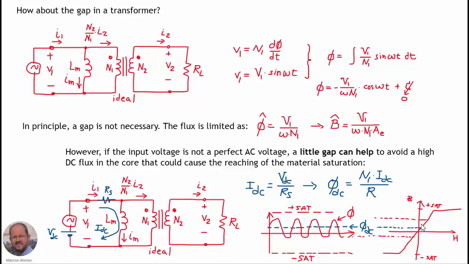So in these cases, it's good to have a little gap because we can increase the value of the reluctance. We know that the higher the gap, the higher the value of the reluctance, and therefore we can limit the DC component of the flux also. And the same thing can happen if we have a DC component in the current through the secondary, because it can create also a DC level in the magnetic flux. This can happen, for example, when we use a half-wave rectifier at the output of the transformer.